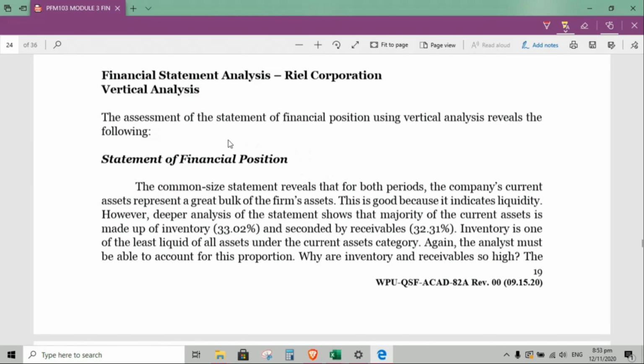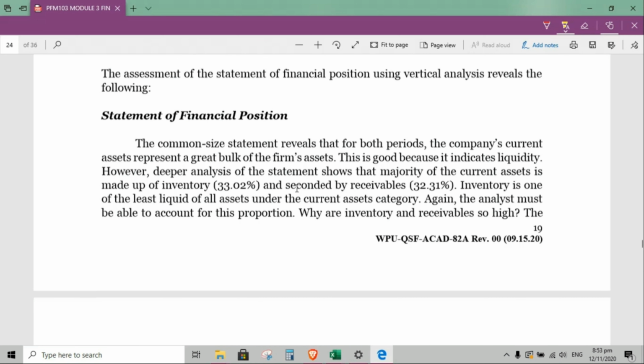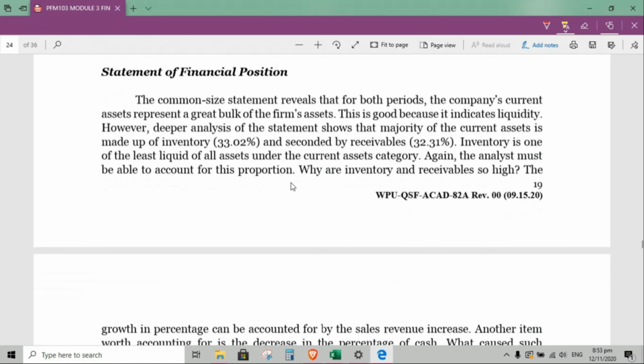So, based doon sa ating ginawang computation assessment, ito yung na-reveal ng mga data. Sinasabi dito, kung makikita niyo sa computation natin, kung i-analyze natin, yung kanyang current assets madalas ay galing sa inventory at saka receivables. Kung maalala niyo kanina sa comparative analysis, ganun din, marami siyang current assets na nanggagaling sa inventory at receivables.